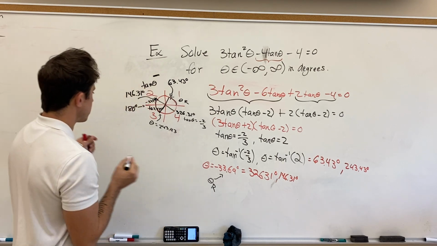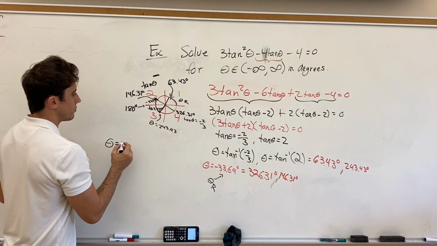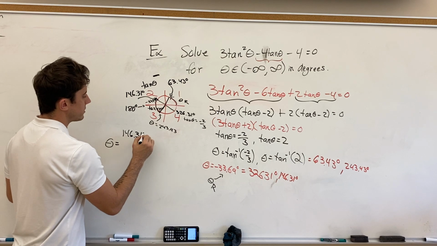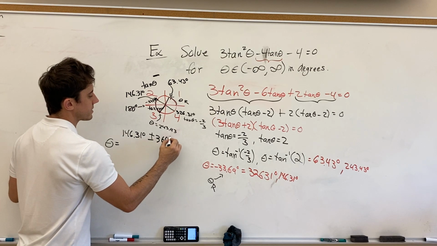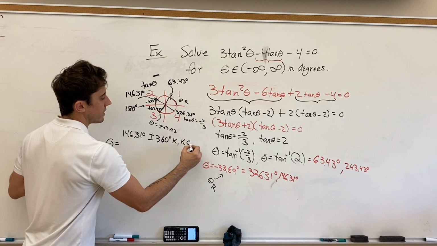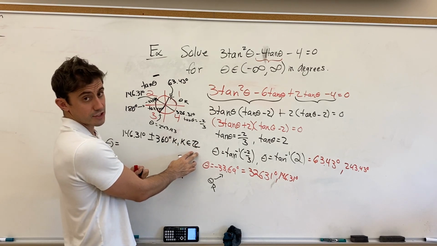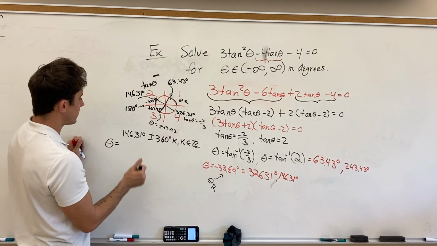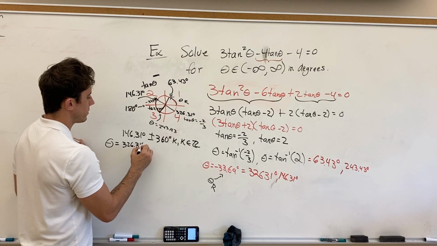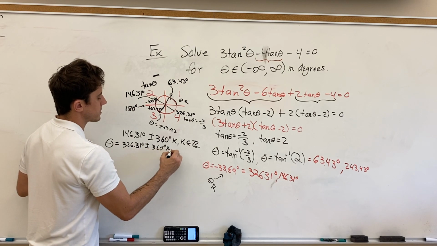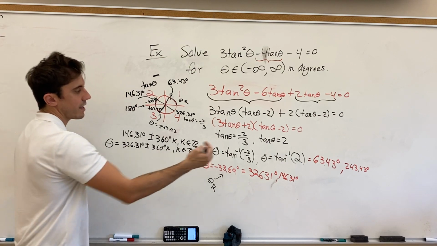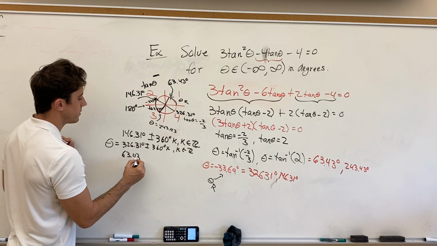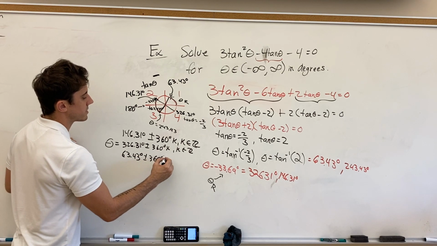And so our solutions would be theta is equal to, let's start with 146.31 degrees plus or minus 360 degrees times k, where k is any integer, any element of the set of integers, that bubbled Z symbol. And then we can go ahead and express every other solution in the same way. 326.31 plus or minus 360 degrees times k, again k being any integer. And likewise, for our final two solutions, 63.43 plus or minus 360 degrees k.